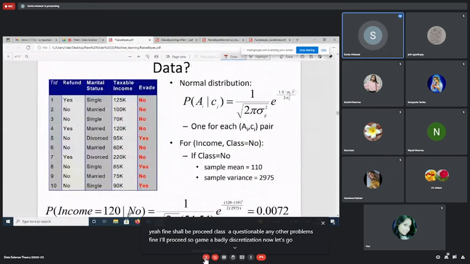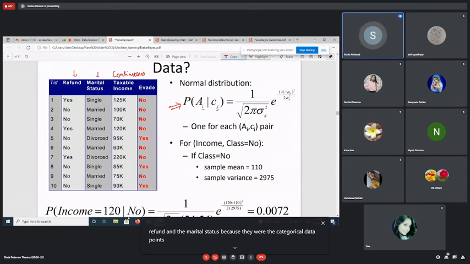नाउ लेट्स गो फॉर द टैक्सेबल इनकम which is basically a continuous data. It is a continuous data because it is in a numerical format. तो जब भी हमें numerical format मिलता है बेटा, we have to calculate the probability by using the normal distribution. Fine. So again, AI and CJ remain the same. The meaning of AI and CJ remains the same, but the formula changes over the case of refund and the marital status because they were the categorical data points.